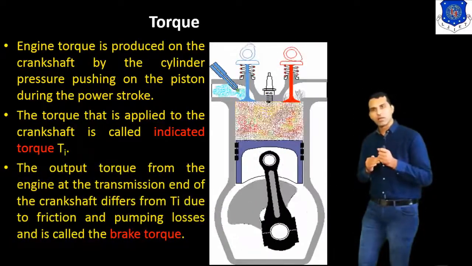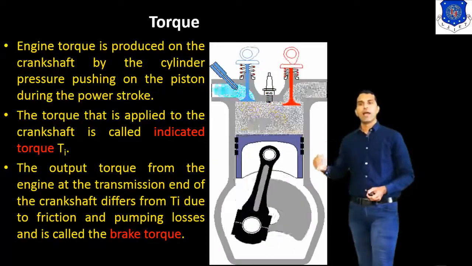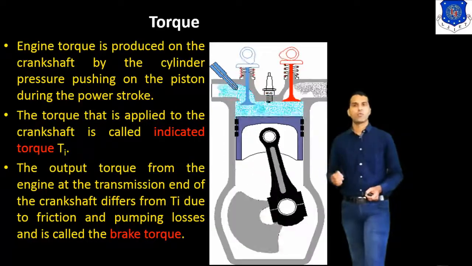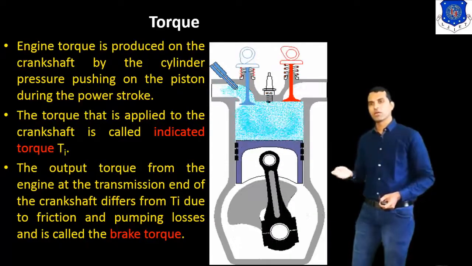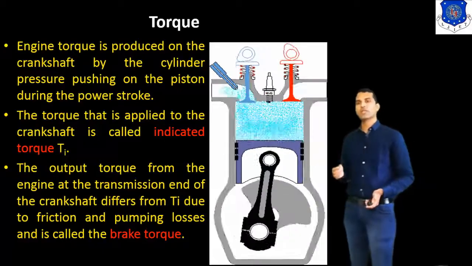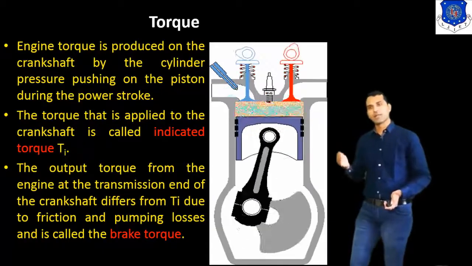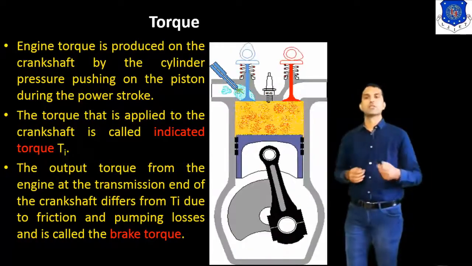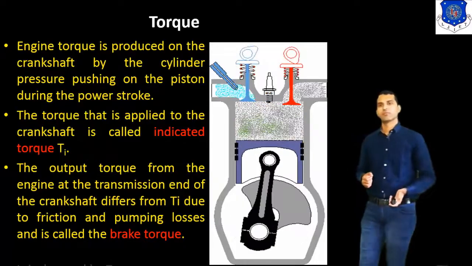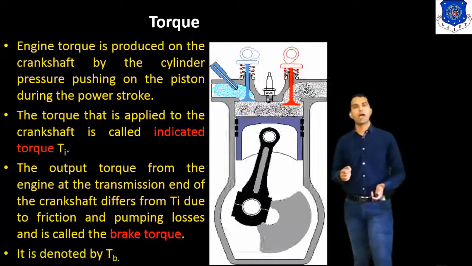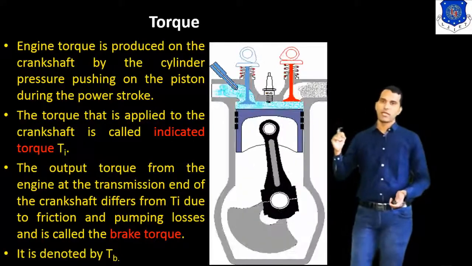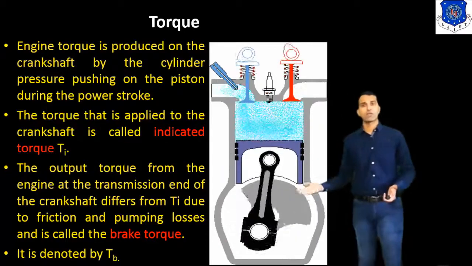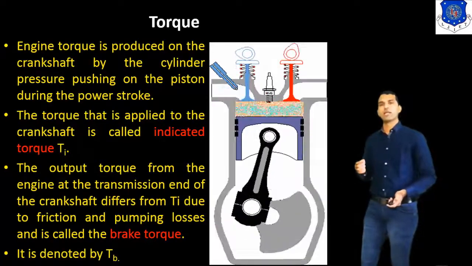The output torque from the engine at the transmission end of the crankshaft is different from this indicated torque, Ti, due to friction and pumping losses that are present, and this output torque is known as the brake torque, and it is denoted by Tb. The first torque is the indicated torque, denoted by Ti. The second torque is the brake torque, denoted by Tb.